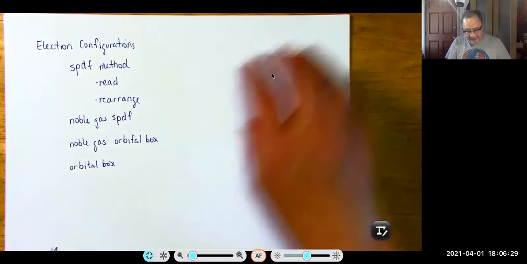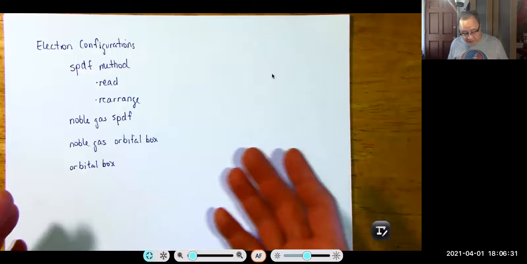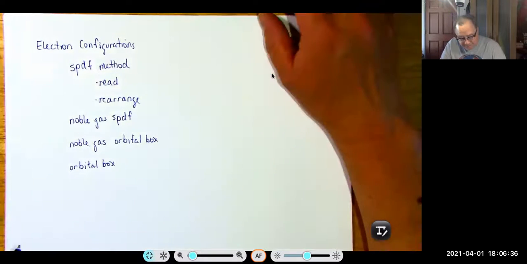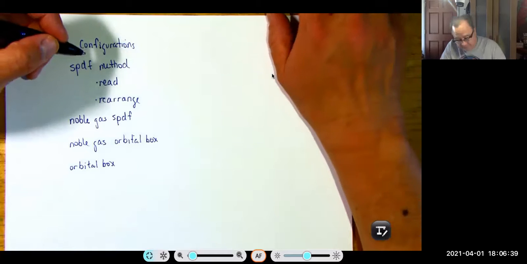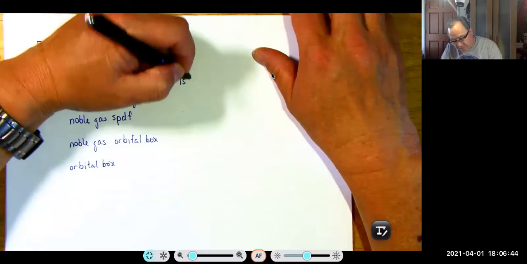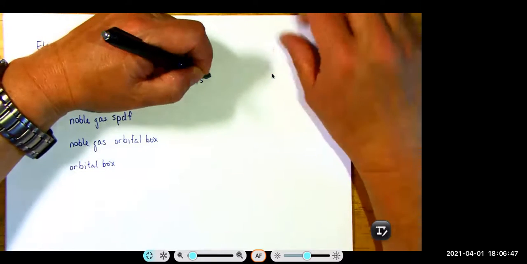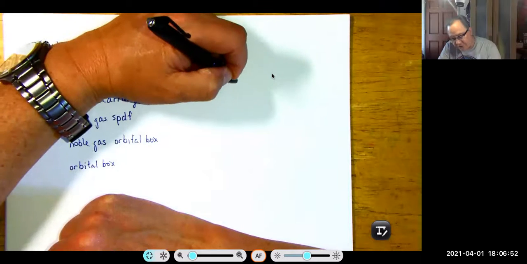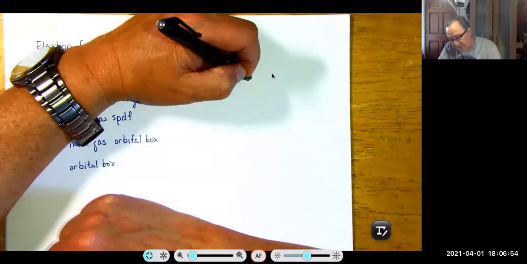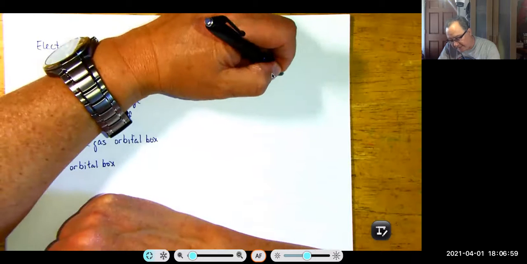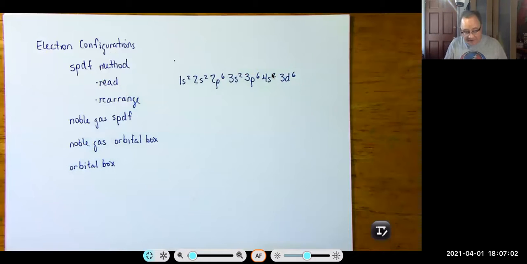So examples of all of these very quickly would be, for example, iron. So iron, you would read 1s2, 2s2, 2p6, 3s2, 3p6, then you'd go 4s2, then it would be 3d6 for iron. Iron has an atomic number of 26, I believe.